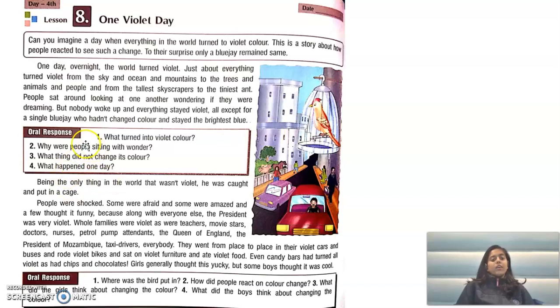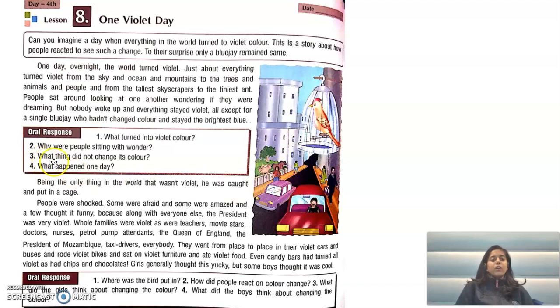Okay, so let's do the oral response questions. What turned into violet color? Everything in the world turned violet. Why were people sitting with wonder? The people were sitting with wonder as if they were dreaming. They were thinking, is this a dream? The people were sitting with wonder because it was such a surprising situation, and they were thinking if they were having a dream, as if they were not aware that it was a real situation.